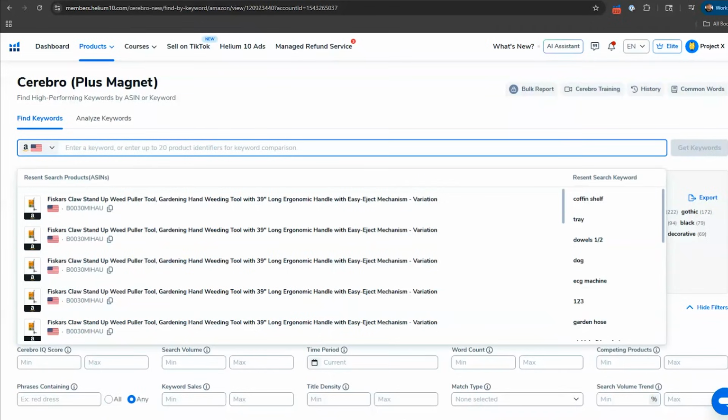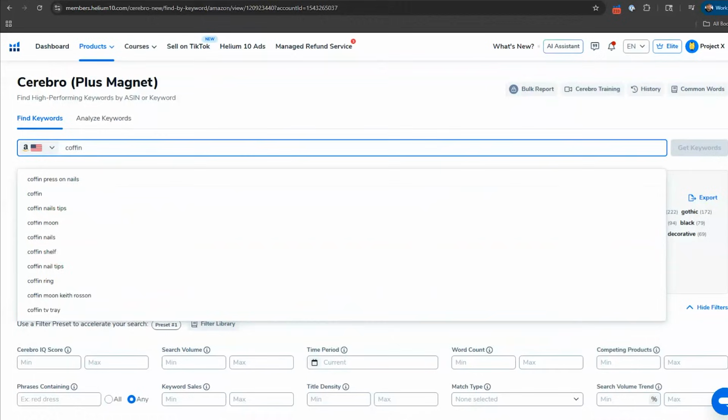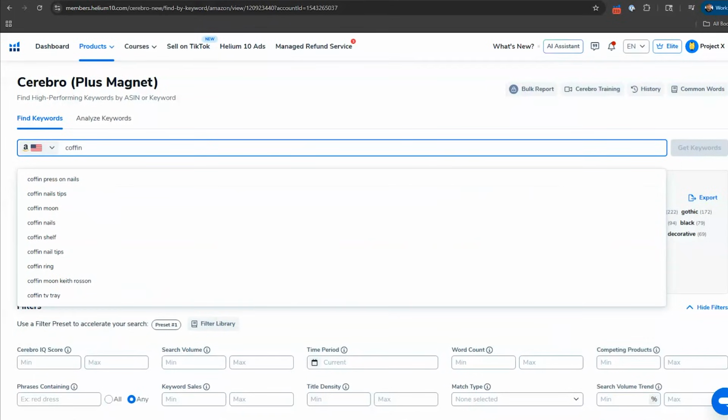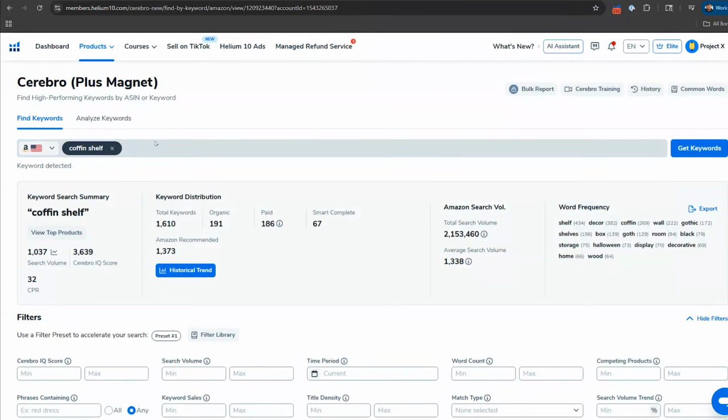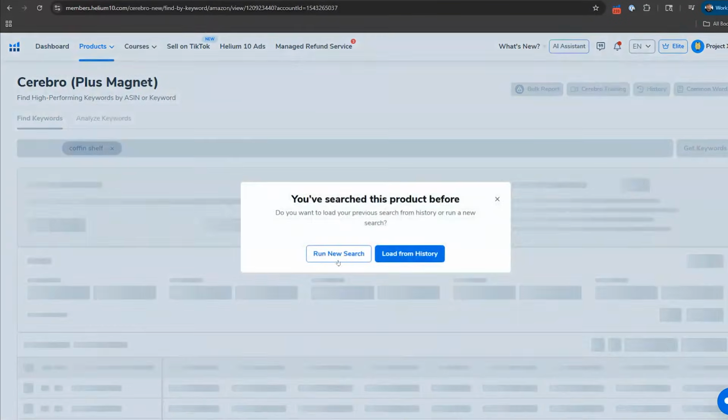Here's a quick trick, by the way. If I just want to start typing in a keyword, like let's say the keyword I'm about to type in is coffin shelf. As you're typing out the keywords that come up here in the autocomplete for Helium 10, these are actually the keywords in descending order of the most search volume. So under coffin, immediately I can see, hey, coffin press on nails is the most searched term that has the word coffin to start it in all of Amazon. Coffin nails tip, coffin moon, not sure what that is, coffin nails, and there's coffin shelf right there. But anyways, once you type in the keyword, you're going to want to go ahead and hit get keywords.